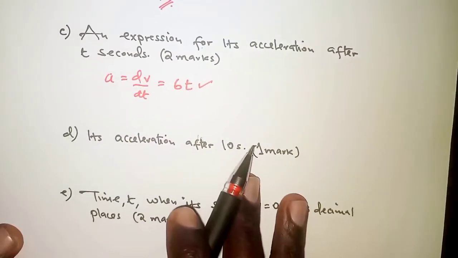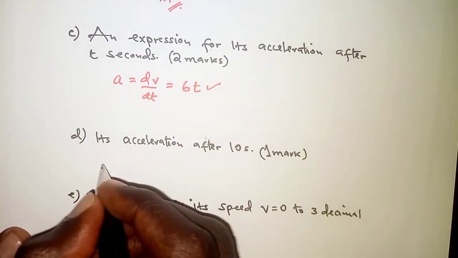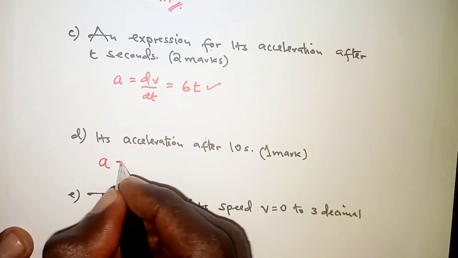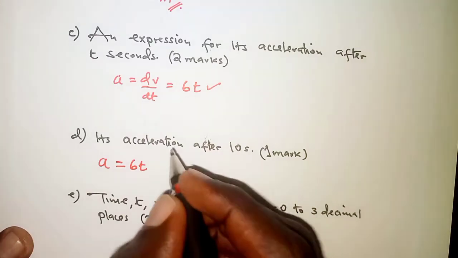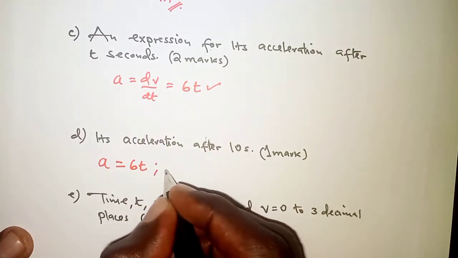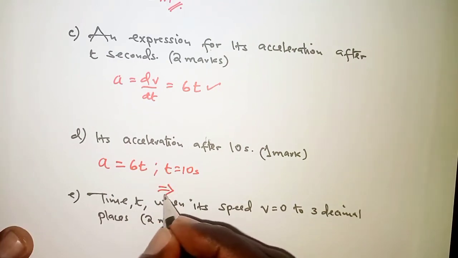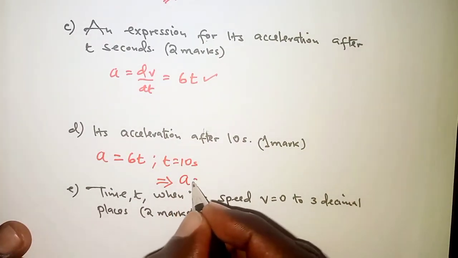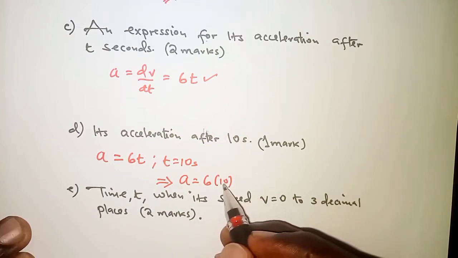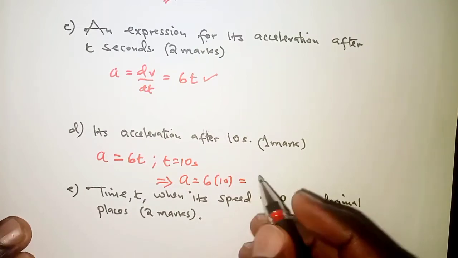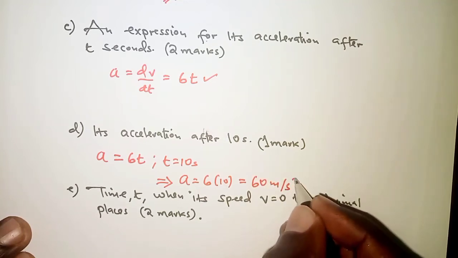And then we have the next one, its acceleration after 10 seconds. So we need a, which is already given as 6t, but when t is equal to 10 seconds. So that's very simple. Acceleration is just 6 times 10. The time t is 10. So this is 60 meters per second squared.